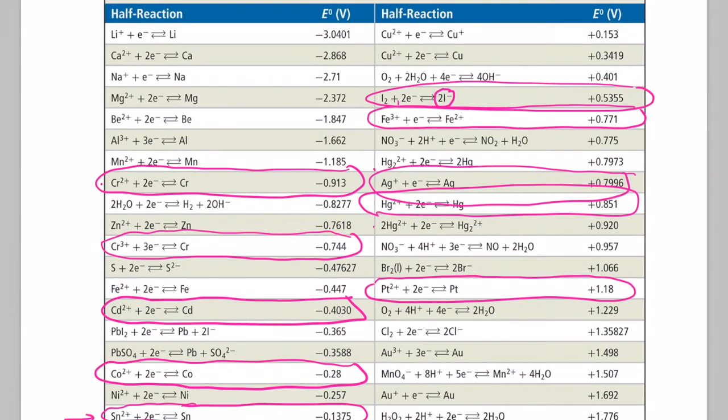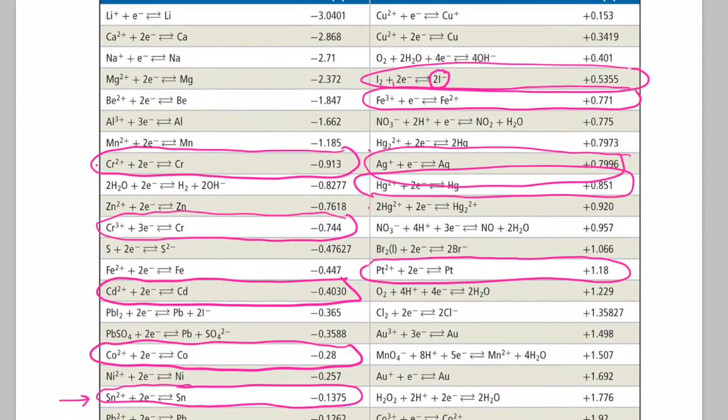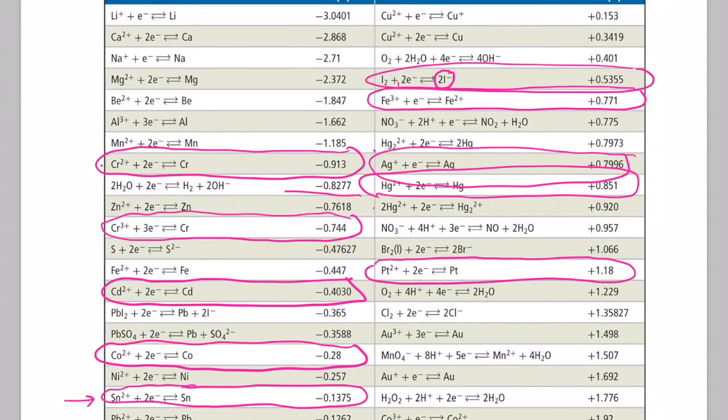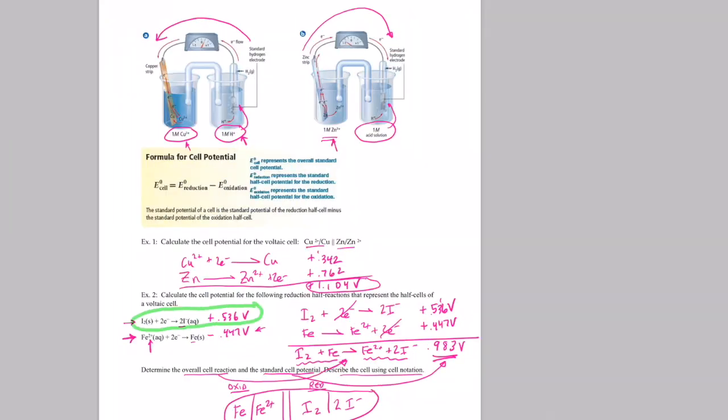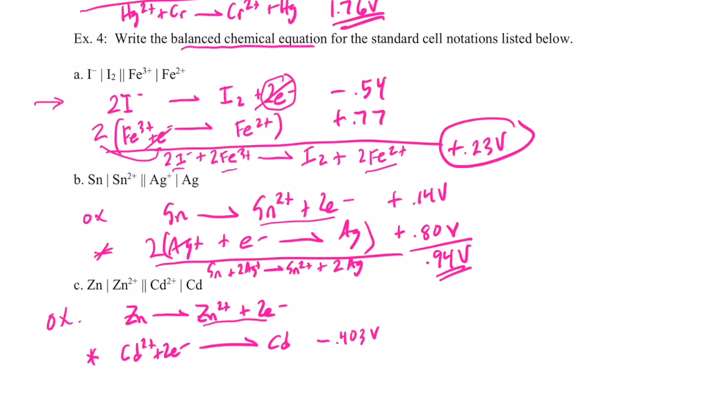Let's see if we can find that one. Here it is. It's right there. Zinc 2 plus 2 electrons make zinc. Now that's negative 0.7618, but we're going to have to change the sign to a positive 0.7618, and we'll round that off to the nearest hundredth. Okay, kiddos? So this one is a positive 0.76, and now let's round this other one off here to a 0.40.